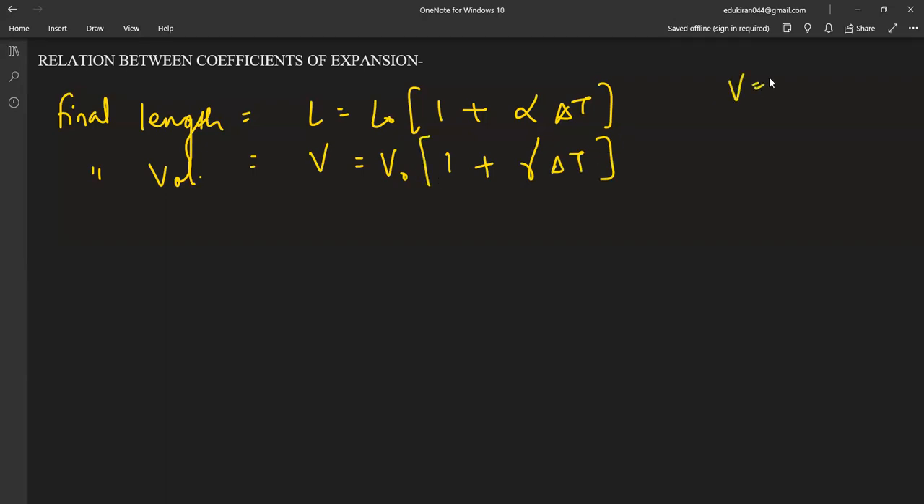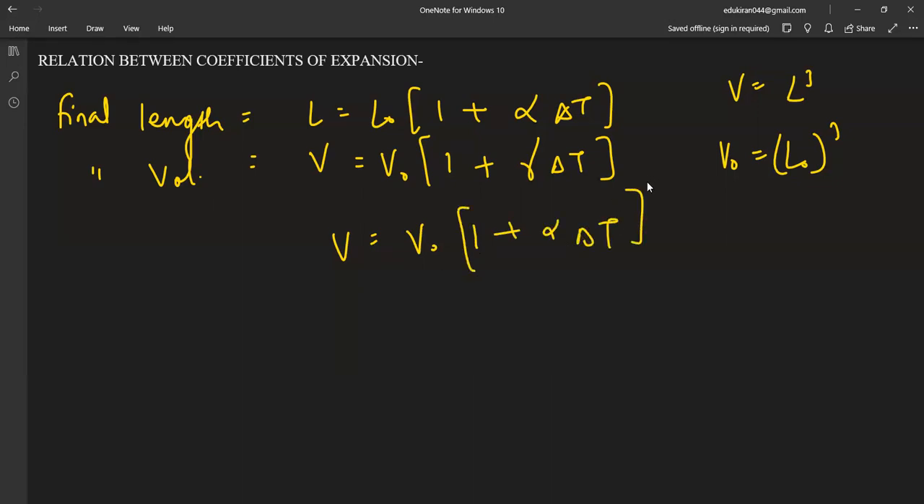See, volume, if we want to write it in terms of length, volume is equal to L cube. V naught is equal to L naught to the power cube. So we can write this as V naught into 1 plus alpha delta T whole cube. Now see, why have we written this? We have substituted this over this.